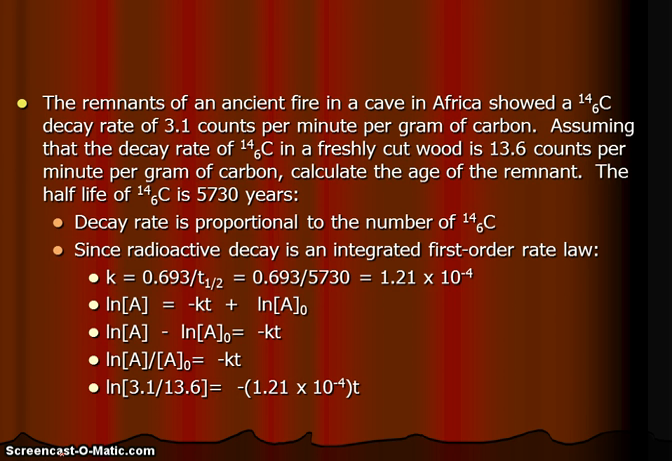Now we can plug in the numbers. Again, because the decay rate is proportional to the number of atoms, we can plug in the decay rates. So the natural log of 3.1 divided by 13.6 will equal negative k, which we calculated as 1.21 times 10 to the minus 4, times time. We plug those values into the equation to solve for t, and t is going to equal 12,000 years. So this particular ancient piece of wood is 12,000 years old.